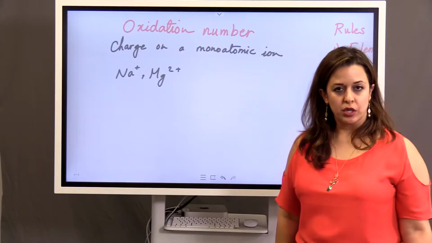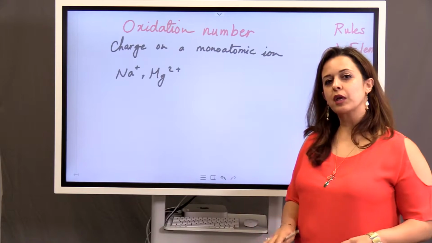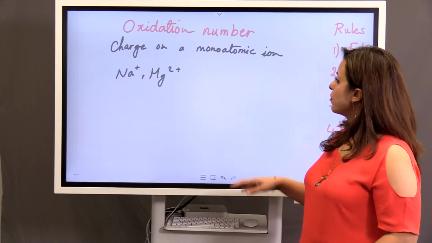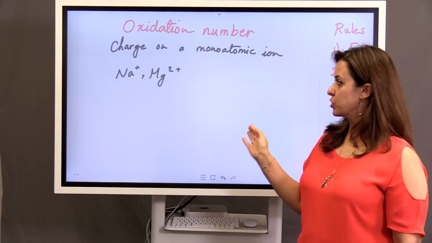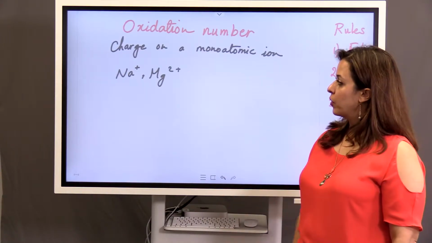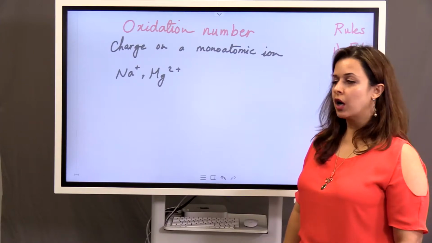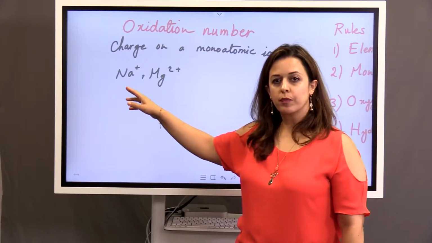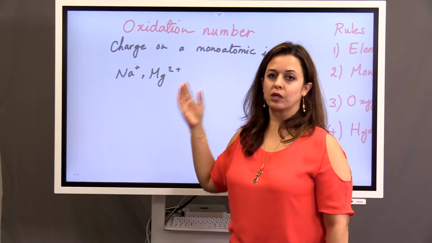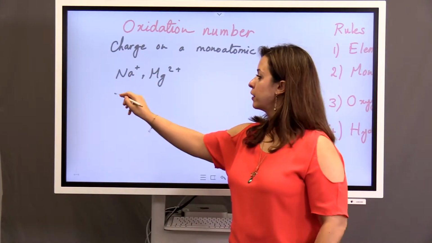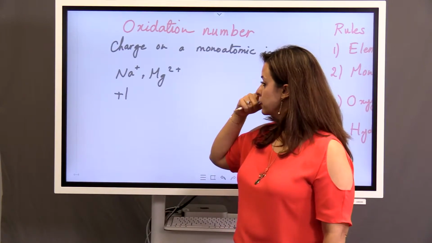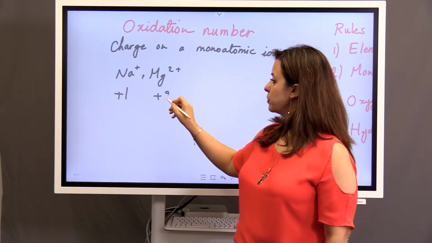What is an oxidation number? Oxidation number is nothing but what we used to call charge. So for monoatomic ions especially, we call it a charge on the monoatomic ion. Like for sodium ion, it's +1, so the oxidation number is +1. For magnesium ion, the charge is +2, so its oxidation number is +2.